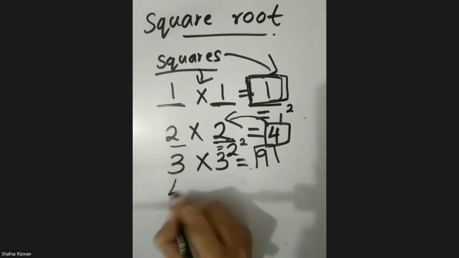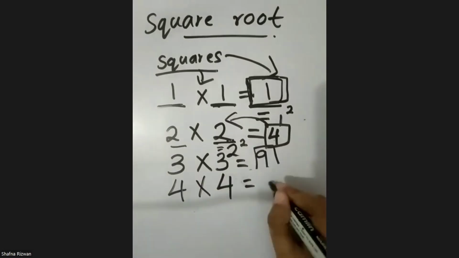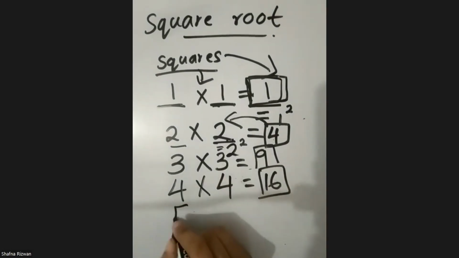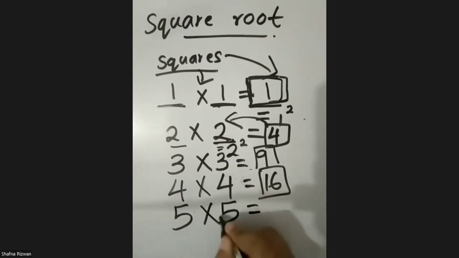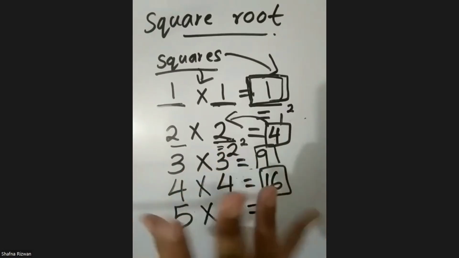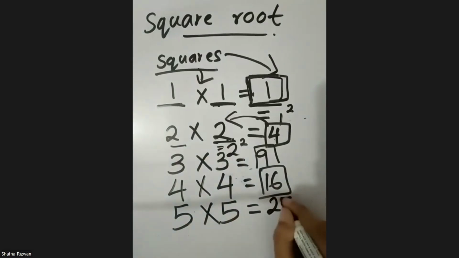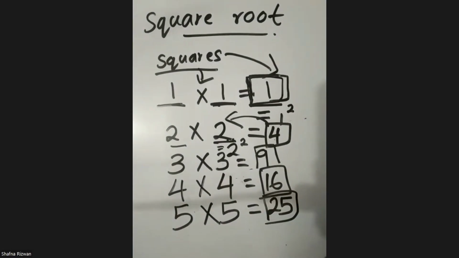Now let's go to the fourth one. 4 multiplied by 4 itself will give you how much? 16. So 16 is your square. And if you take 5, you have to multiply it by 5 itself. So what's your square? 5 into 5 is how much? That is 25. Don't take it as 2, take it as 5 times. So 5 multiplied by 5 is 25, and this is your square.